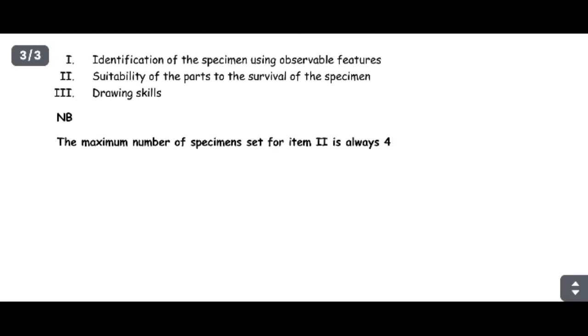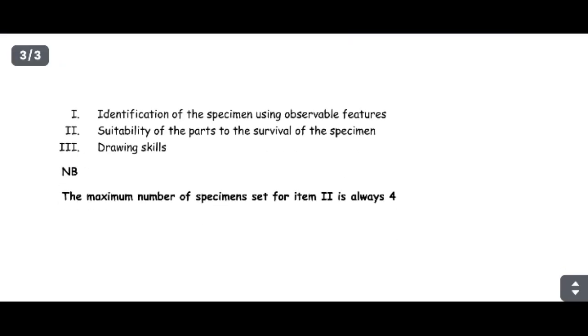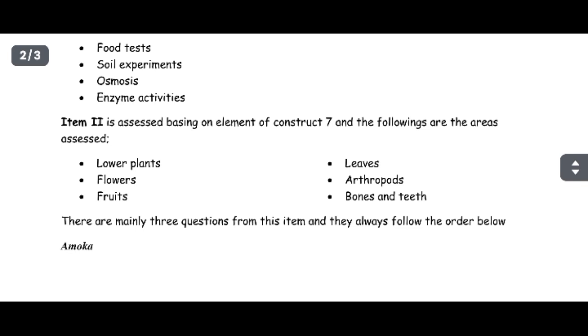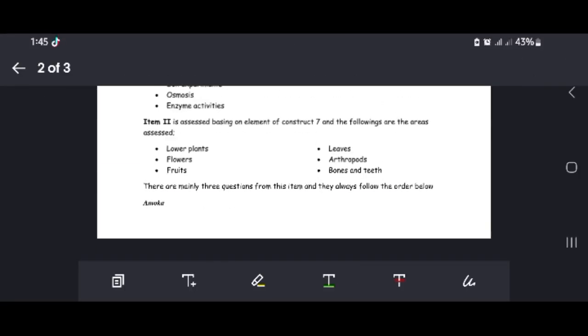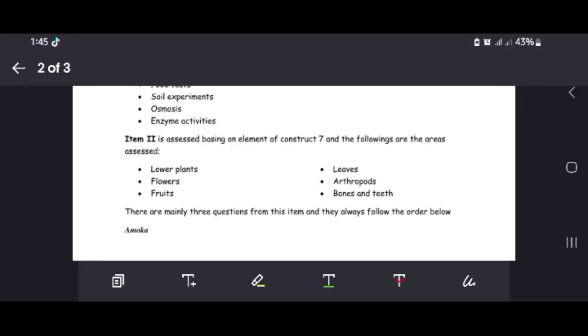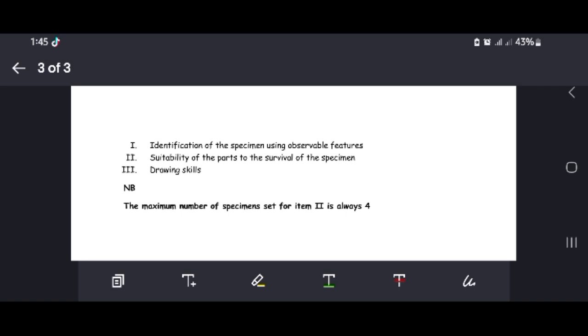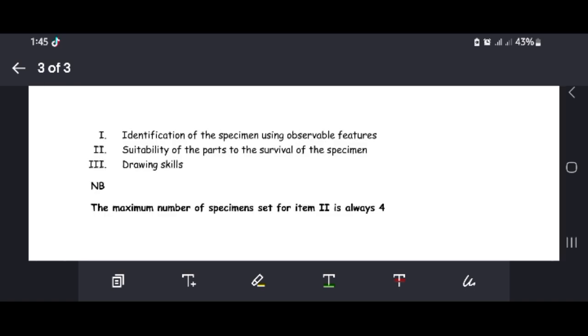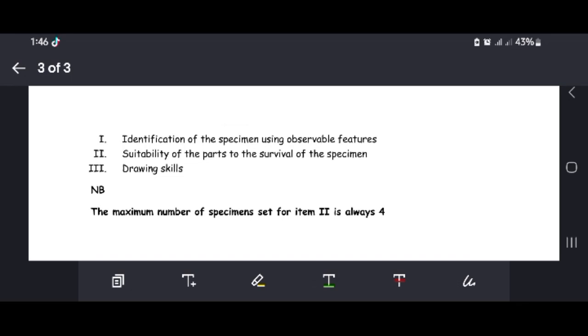So there are mainly 3 questions from this item, and they always follow the order below: identification of the specimen using observable features, suitability of the parts to the survival of the specimen, and drawing skills. Here, the maximum number of specimens set for item 2 is always 4.